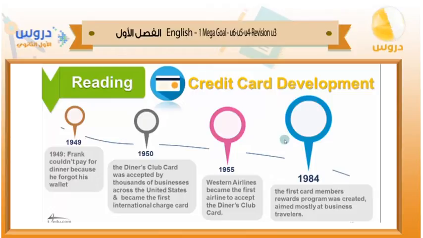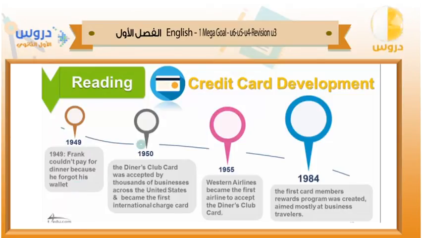So here is the timeline where you got dates. The most important dates are four here that we got in the text. In 1949, Frank could not pay for dinner because he forgot his wallet. He went to change his suit and forgot his wallet in the other suit, and he wore a new suit and went to the dinner, and when he wanted to pay the cash, he was really out of money because he forgot the wallet in the other suit. So at that time, Frank started to think, why should people be limited to the cash they have in their pockets?